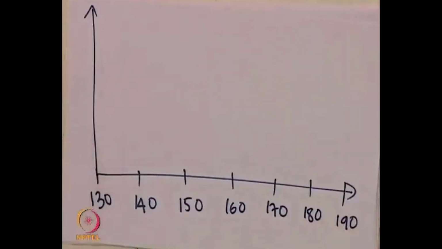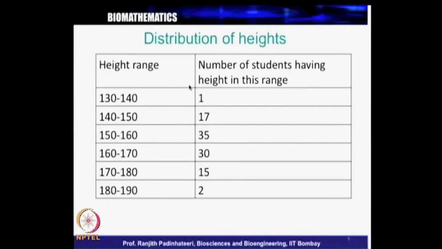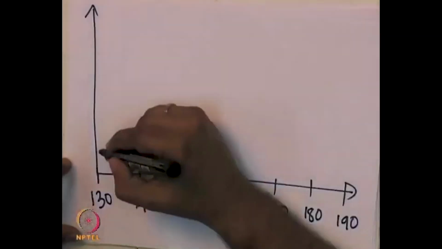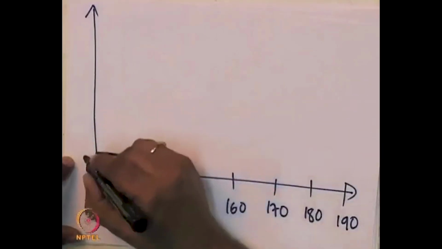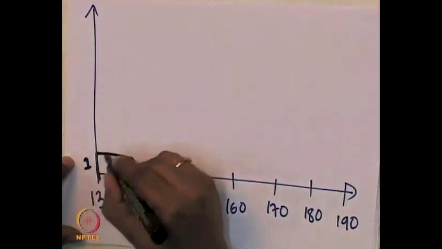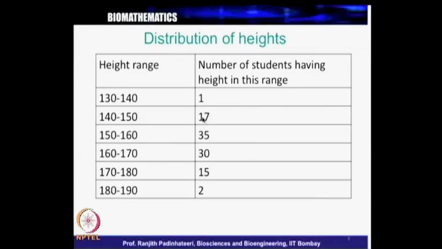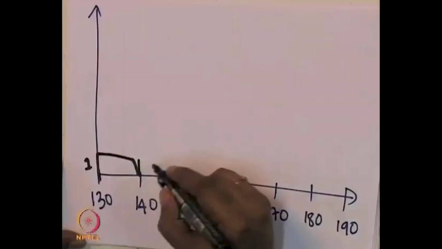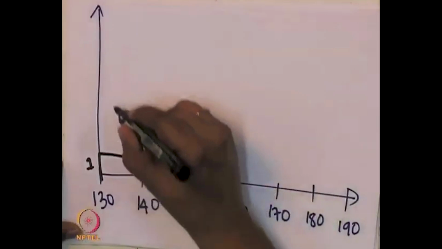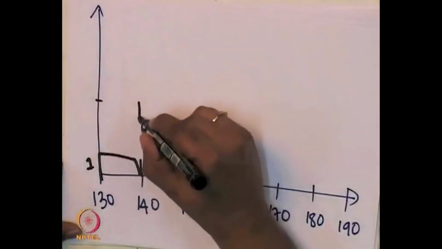In the table, there was one student between 130 and 140. So between 130 and 140 we have just one student, and we mark it 1. Between 140 and 150 there were 17 students. So let us mark this as 17.